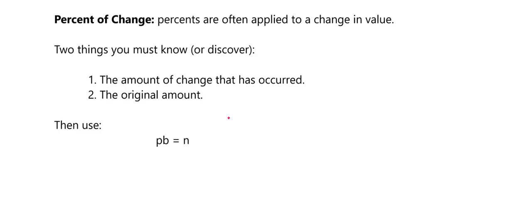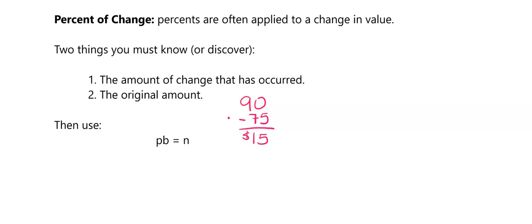Once you know these things, then you can use our base formula of percent times base equals n to solve for our percent of change. For example, if the price of an item rises from $75 to $90, find the percent of increase in price. So first we're going to take our larger amount, which is $90, and we're going to subtract 75 from it because we need to know how much it's actually increased. It's increased by $15. That is number one, the amount of change that has occurred.